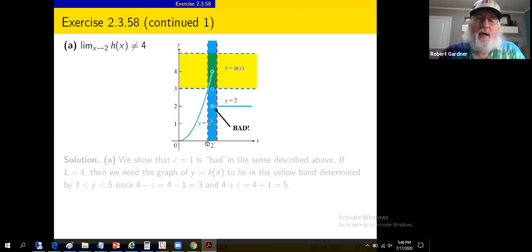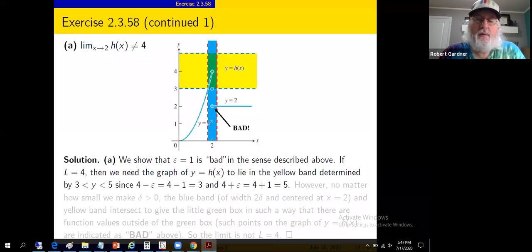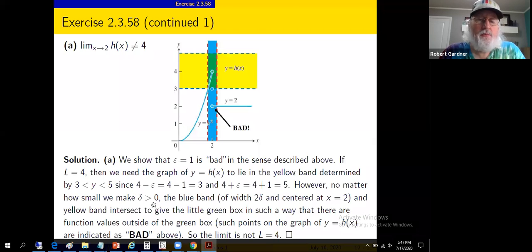We're going to go a little bit to the left of 2 and a little bit to the right of 2. So we're creating a little blue band of width 2 delta, centered at 2. So we've gone from 2 minus delta to 2 plus delta. I made it narrow in my picture. The idea is I'm trying to make delta small, but no matter how small I make delta, I don't get that function to lie inside this yellow band because we always have a little piece of it down here that's outside the yellow band. So this is the bad stuff.